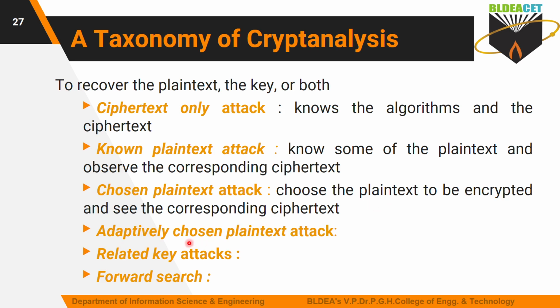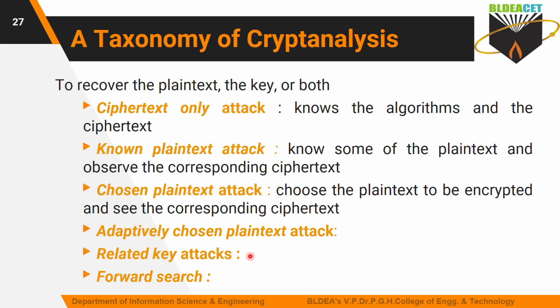Next, the adaptively chosen plain text attack. The adaptively chosen plain text attack is like the chosen plain text attack. Here, they will make guesses about the plain text they are using. Frequently they will check the message you are using, and based on that they will try to guess what actually your plain text and your ciphertext are.